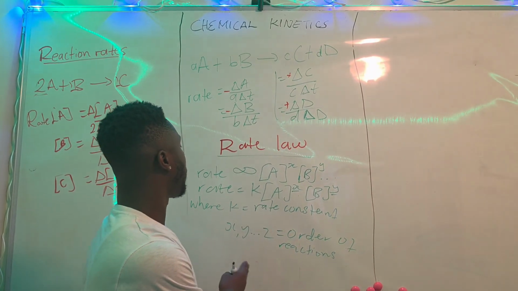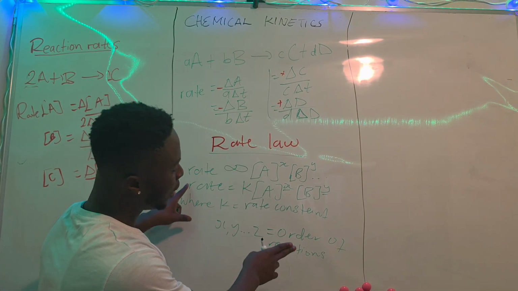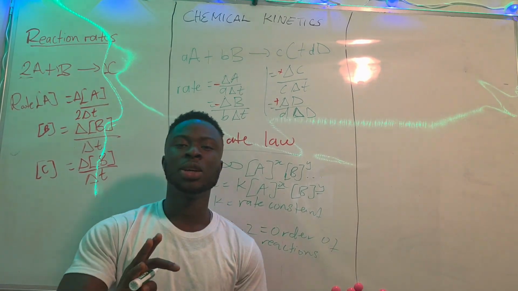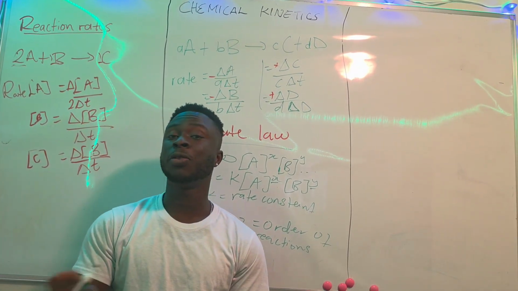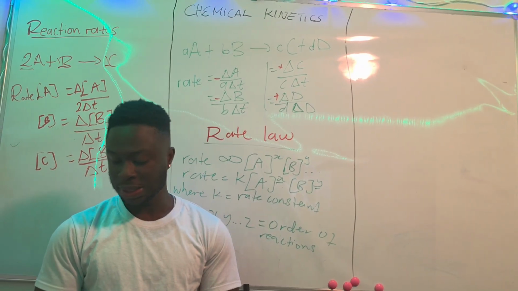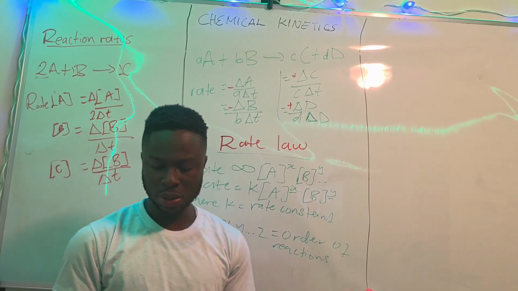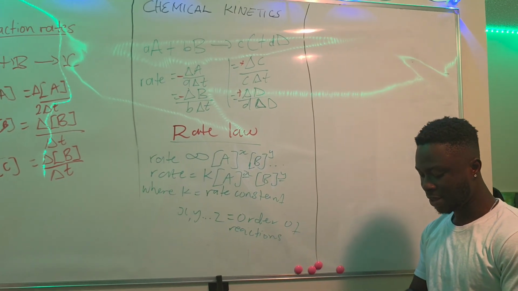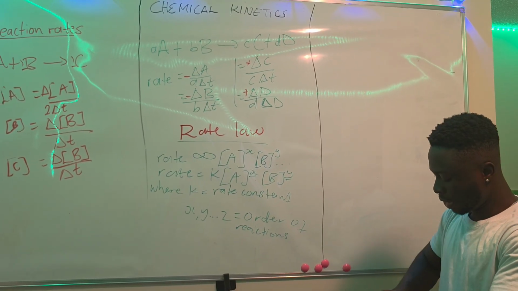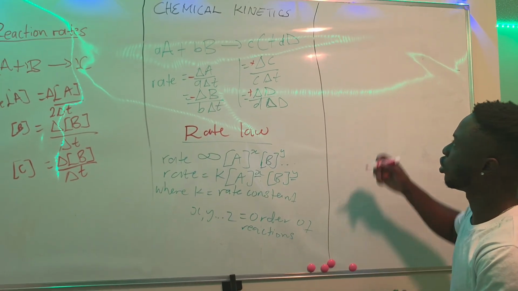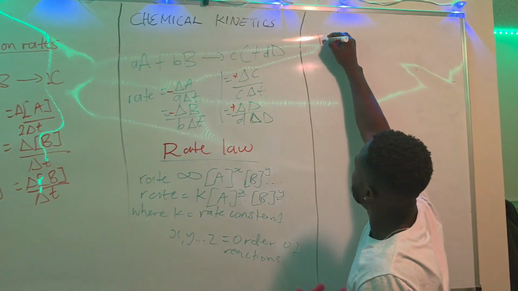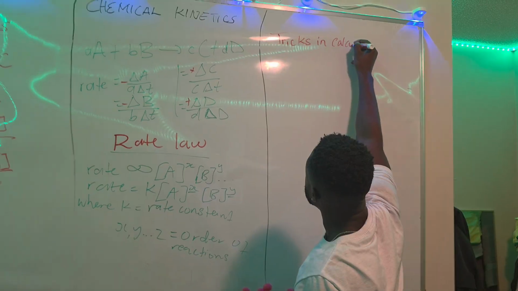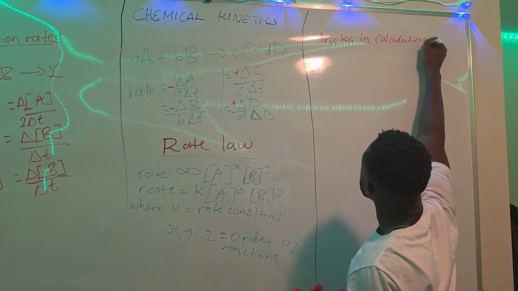So from here, if we are going to calculate the rate, there are 4 things you should know. There are 4 mistakes or tricks that students usually fall for when they are calculating the rate constant of a reaction. Now, the mistakes that you might face when calculating, so let me just put it here: tricks in calculating rate.